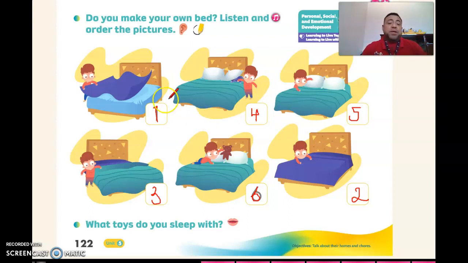Ya las numeramos, pero ahora let's say those numbers. 1, 2, 3, 4, 5, and 6. Very good. Eso fue lo que estuvimos haciendo el día de hoy en nuestra clase. We label those pictures and we say these numbers.